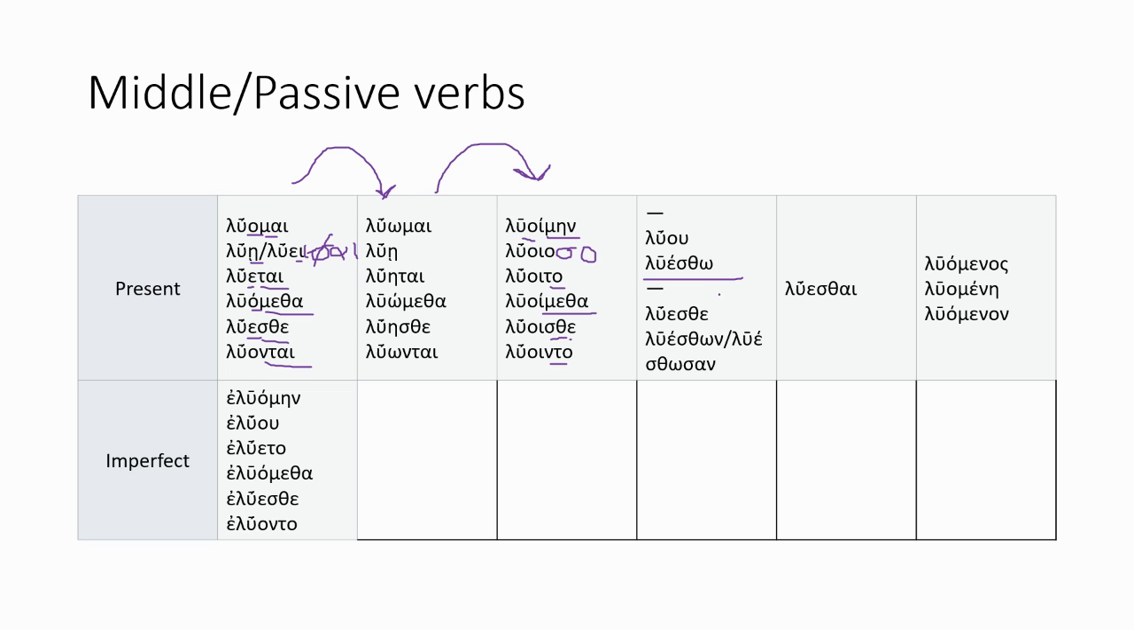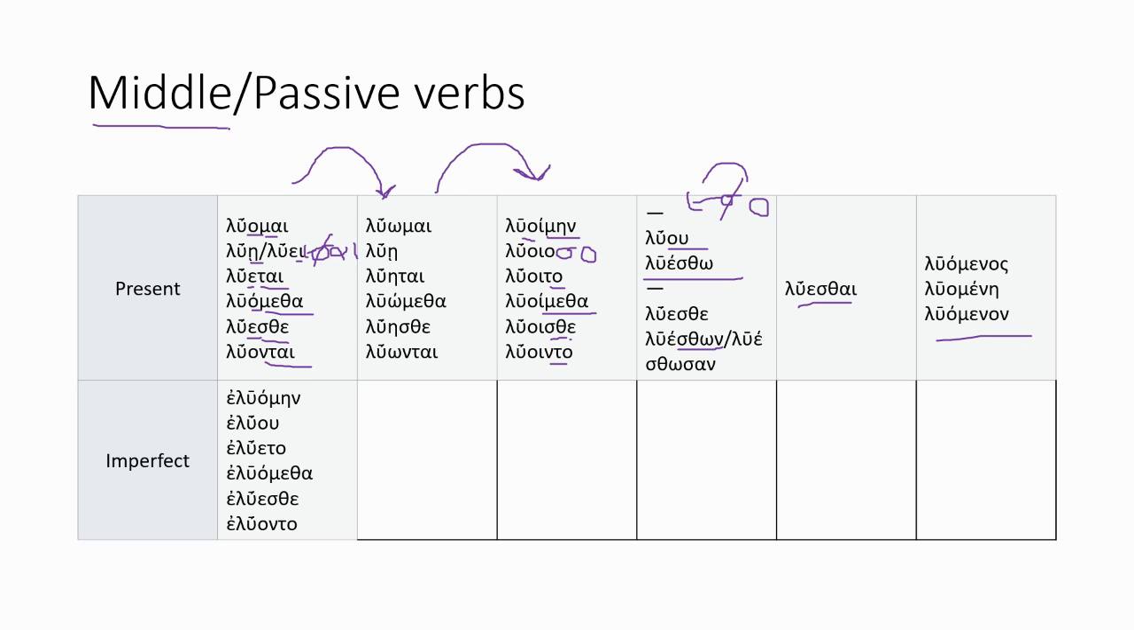For these forms right here, you'll use also slightly different endings. Ou, which is really so, but we have this sigma dropout, and then these two combine to be ou. And then sthō, and then sthōn right here, or sthōsan. And then we have lyesthai, that will be the infinitive, to be loosed. And then these are the participles, being loosed, masculine, feminine, and neuter.